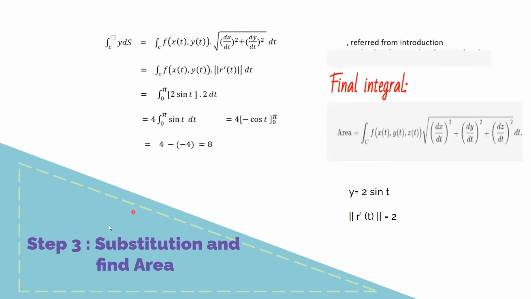Step 3 is substitution and finding the answer. Referring to the introduction, the equation is this. Then we substitute into the formula, and we know y equals 2 sin t, and the magnitude of the first derivative of the vector is 2. Then we substitute inside, and finally we will get this formula. We use integration to find the answer, and the final answer is 8.